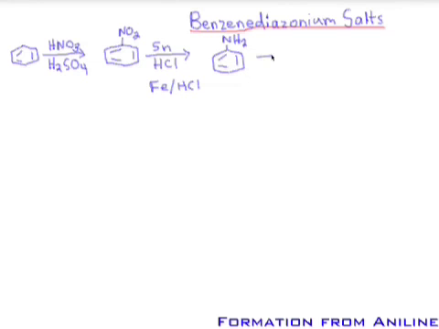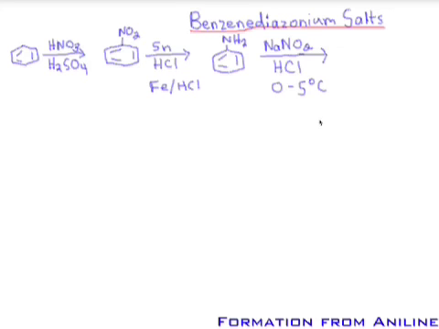Now, aniline is susceptible to attack by electrophiles. In fact, the lone pair on the NH2 is susceptible to electrophilic attack. And we can use sodium nitrite, NaNO2, in HCl from 0 to 5 degrees Celsius.